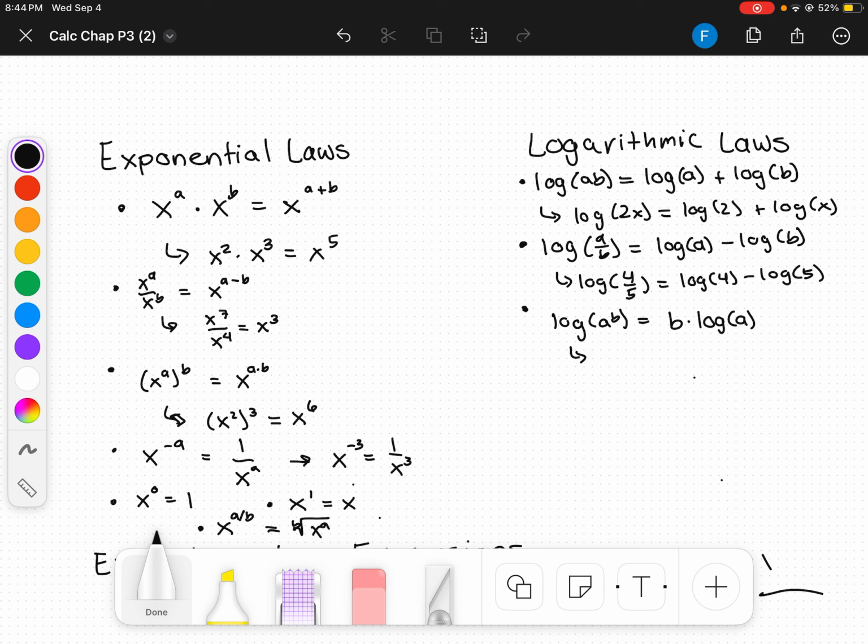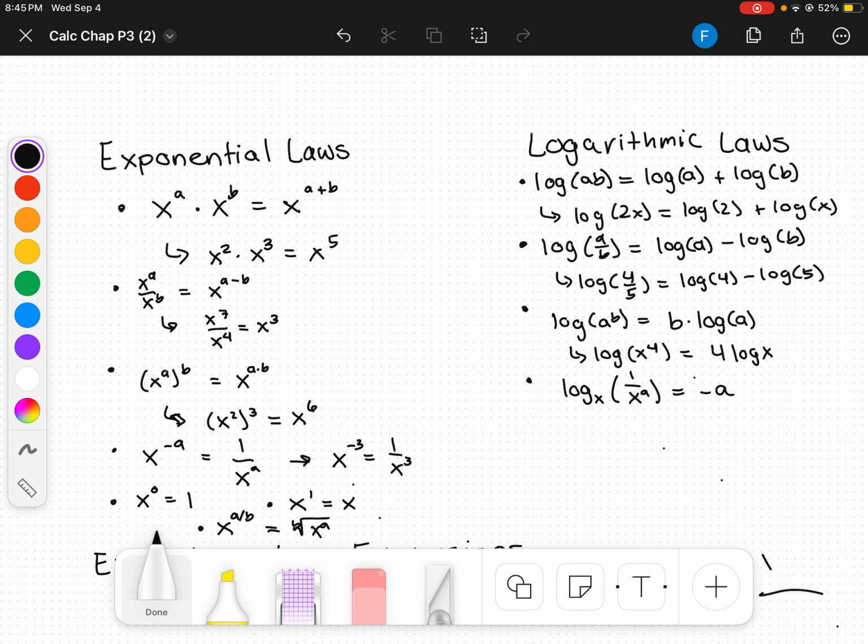Okay, so for instance, I have log of x to the 4th. That would become 4 log x. Okay, a little bit of a weird one. If you ever see something like this, log with this little subscript, that's your base x, of 1 over x to the a, that's going to equal negative a. Okay, I'm going to let that one sit there.